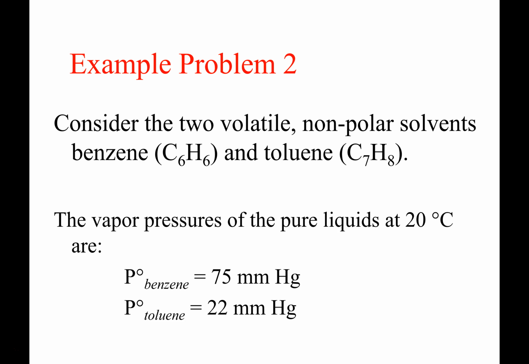These are the constants, because the P-knots are what they are in their pure state. So in its pure state, the equilibrium vapor pressure of benzene, BEN, is 75 millimeters mercury. I don't have a question yet, do I? For toluene, in its pure state, the equilibrium vapor pressure is 22 millimeters mercury. Which one's more volatile? They're at the same temperature.